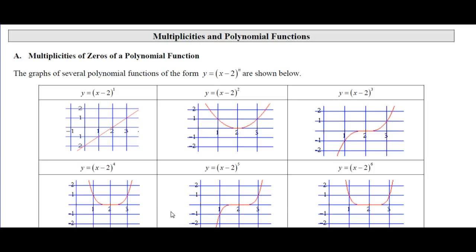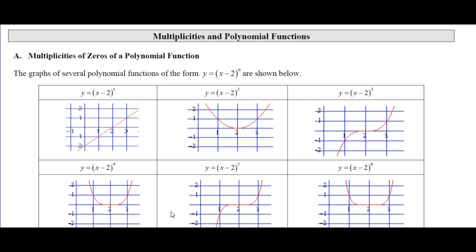Every other day, let's hit it hard. Multiplicities and polynomial functions. So, I'm just going to cough through the entire class, so I apologize in advance.